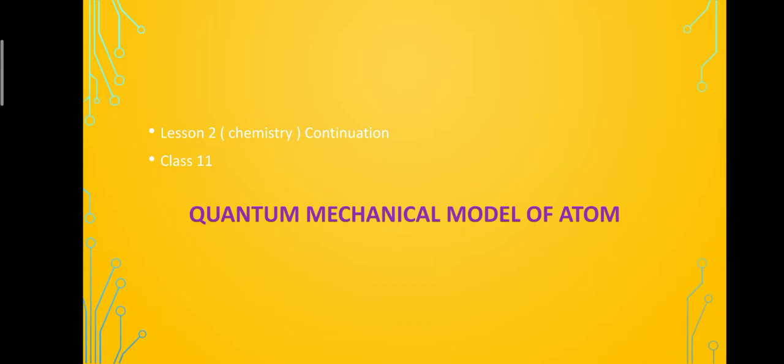Hello everyone, this is a continuation of your quantum mechanical model of atom lesson, class 11, and in this video we are going to see the shapes of the orbitals and how electrons are arranged in each orbital.